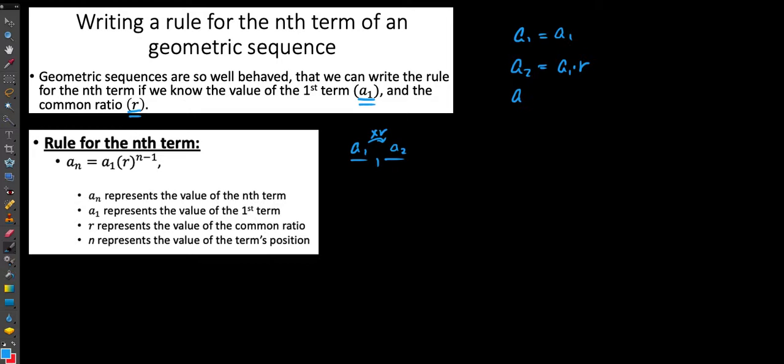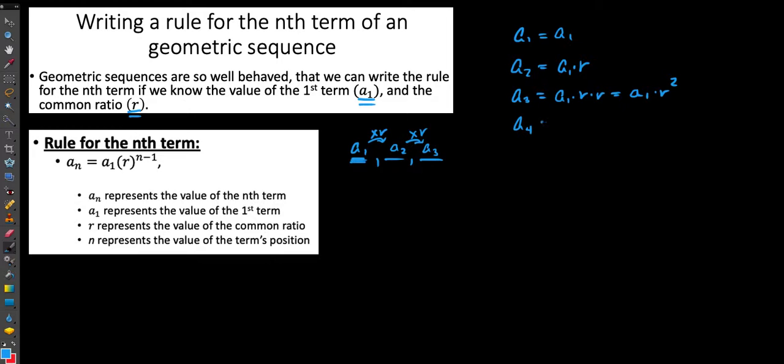Now, if we wanted to get to the third term in our sequence, this would be a3. Again, if we know the value of the first term and we know what we're multiplying by every time, then to get to the value of the third term, we would take the value of our first term again, but we would have to multiply by r twice. So I'm going to write a1 times r, but more succinctly, we can write this as a1 times r twice, or a1 times r squared.